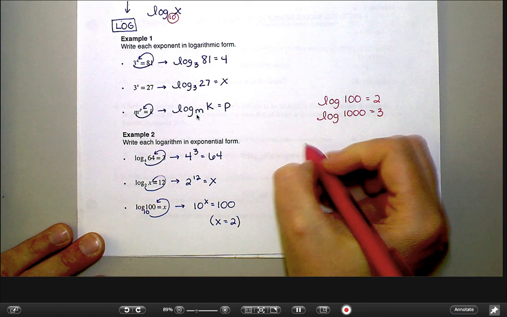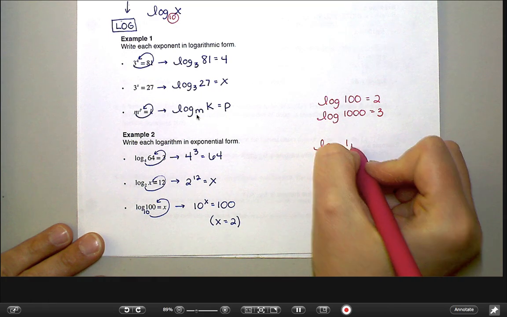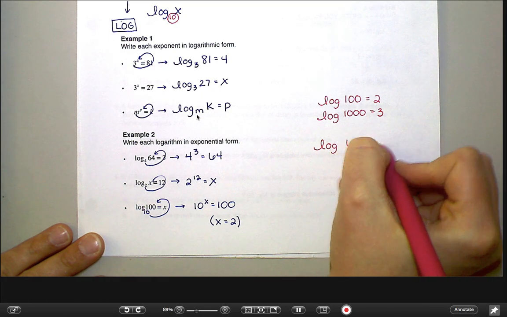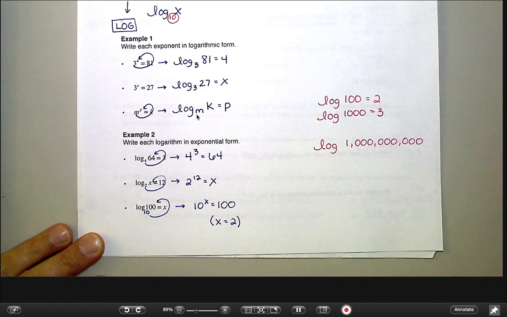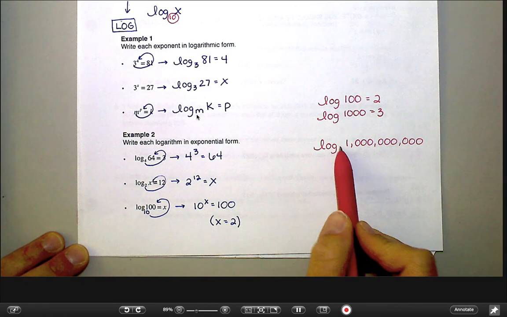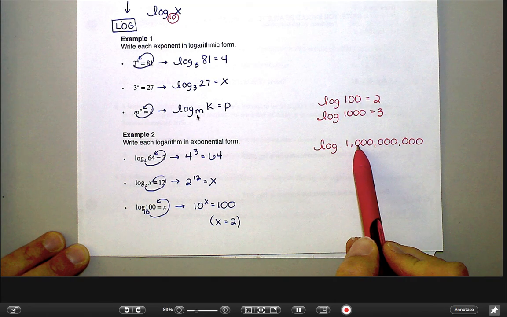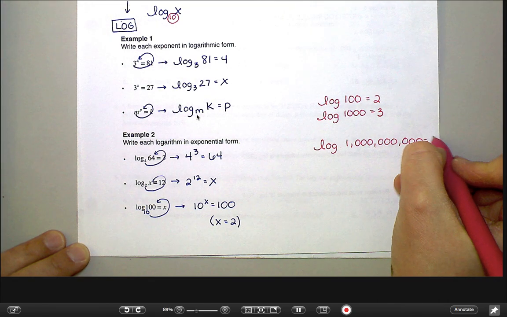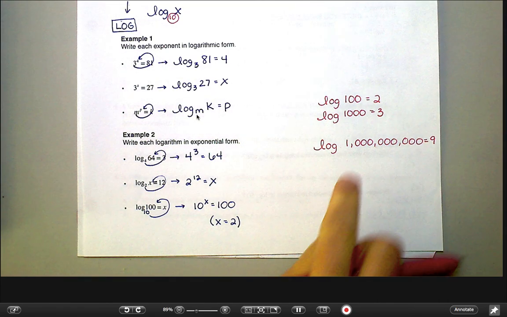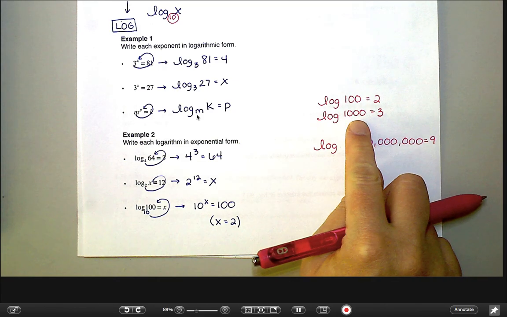Okay? If I really wanted to, I could do log of, I don't know, 1 trillion. So let's see, there's a million, there's a trillion. And we're saying 10 to what power makes this 1 trillion? Well, that would be a power of 1, 2, 3, 4, 5, 6, 7, 8, 9. Okay? So when you're working with positive powers, it's a matter of counting the zeros here.